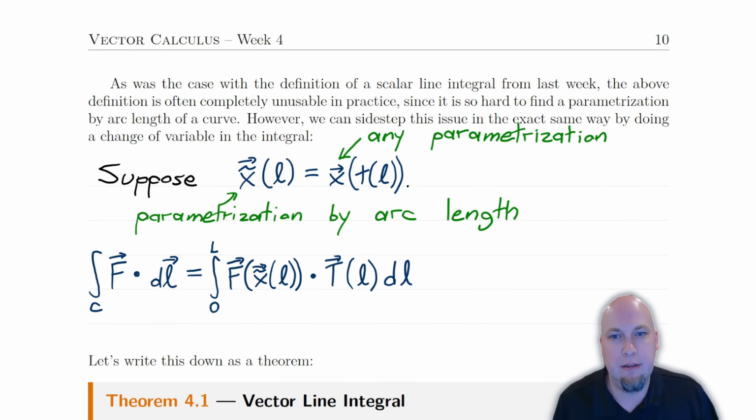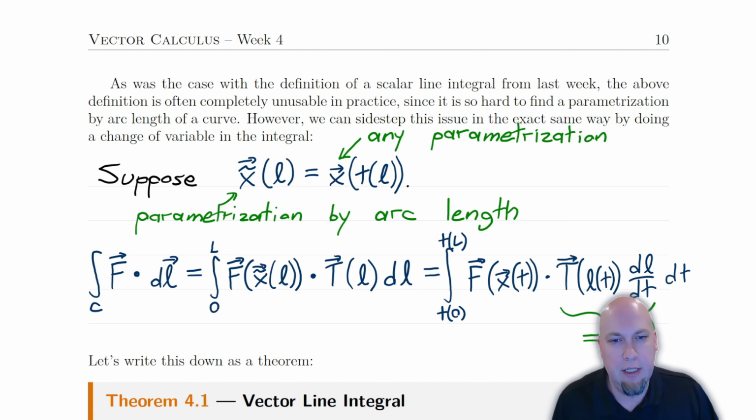And if I take this and plug it into my definitional formula for the vector line integral, what happens? Well, here's the notation for the vector line integral, equals the definitional formula for the vector line integral. Then x tilde of L becomes x of t of L. I've sort of suppressed the L here because I want to think of this as an integral with respect to t now. So x tilde of L becomes x of t.